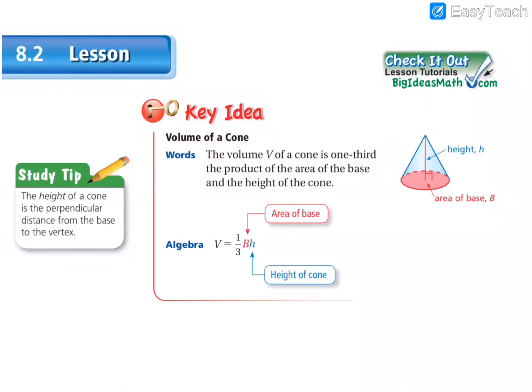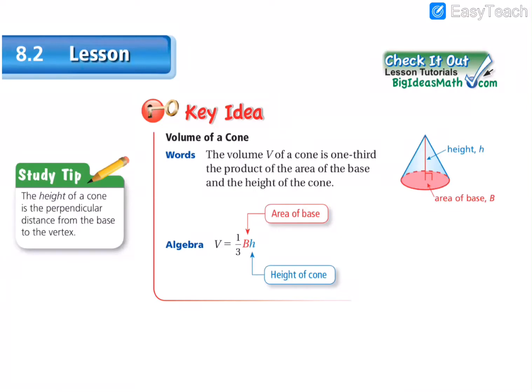Hey guys, here we go with 8.2's lesson, which is the volume of a cone. As you saw in the visual demonstration, which we would have done had we been together, a cylinder is 3 times the volume of a cone. They literally filled up the cone that had the same diameter and same height 3 times to fill the cylinder.